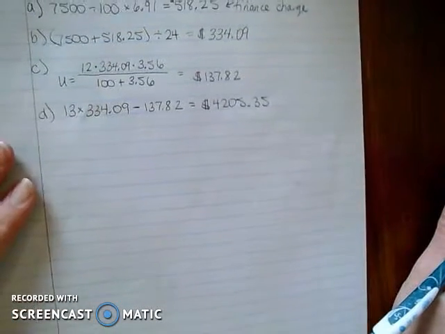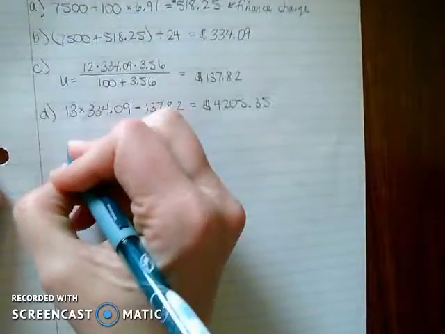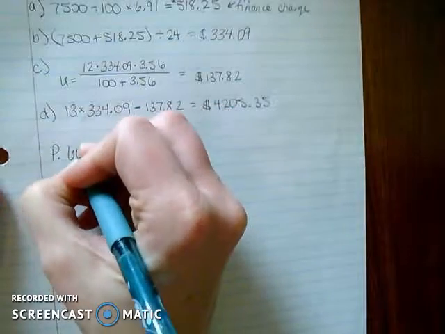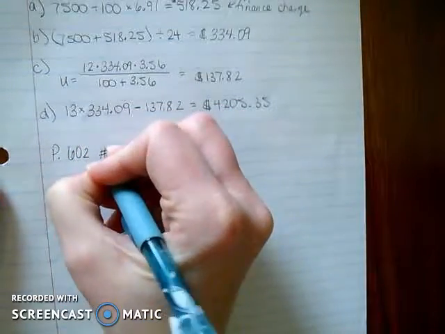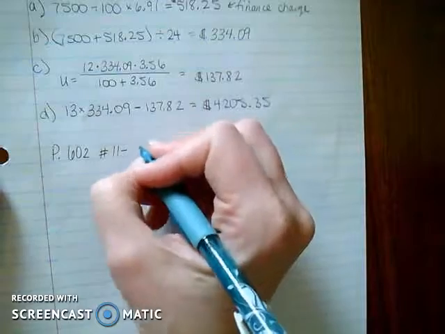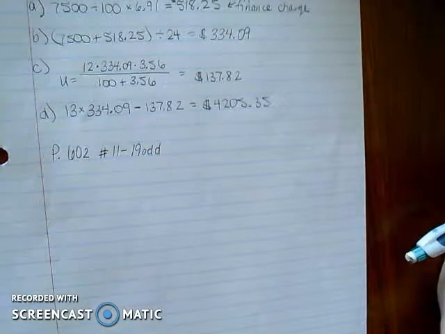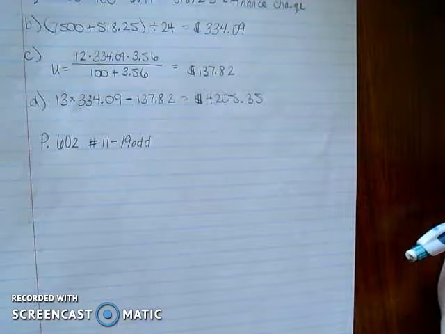Okay, unfortunately, that's just kind of the beginning of 10.4. There's more that we have to do with it. So the first little section that you're going to want to know how to do, 602, 11 through 19 odd. So those are problems just like these that you can practice. Then again, there will be a quiz over this stuff also.